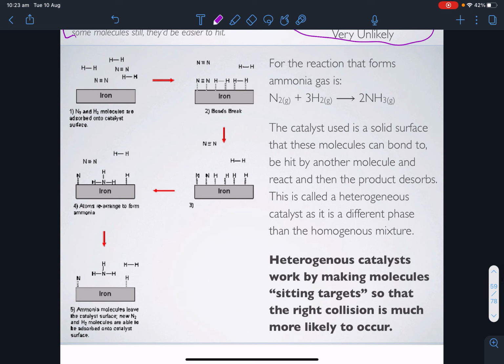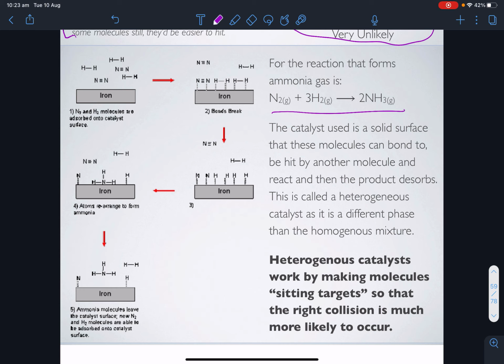For this reaction, nitrogen and hydrogen forming ammonia, the catalyst used in this gaseous tank is actually a solid surface of a metal, and here it's iron. What ends up happening is the gaseous molecules hit and bond with the iron a little bit. They're trapped on a surface. It's like flies on sticky paper, okay? They're trapped on the surface.